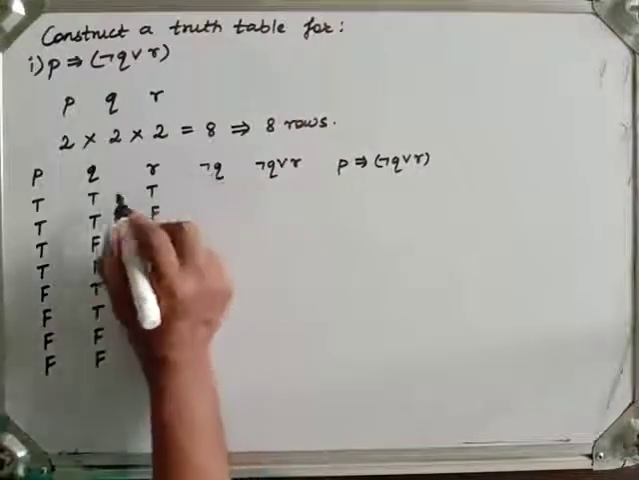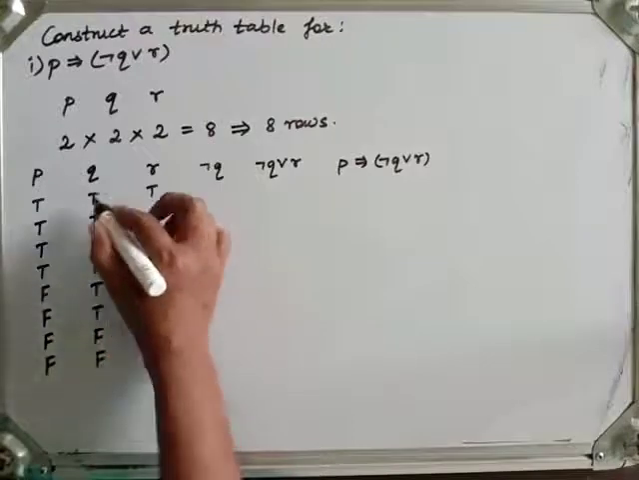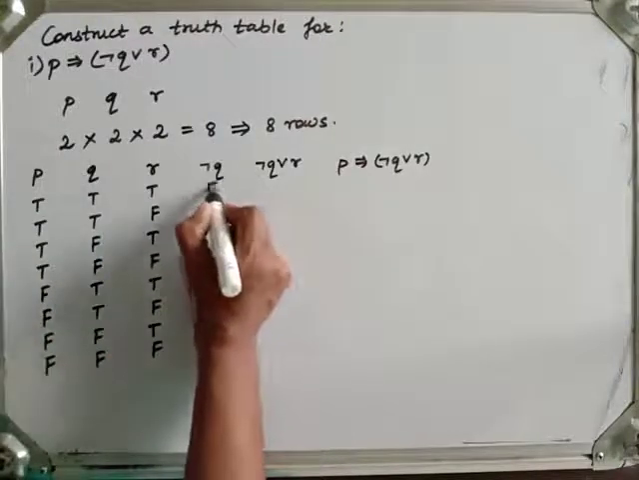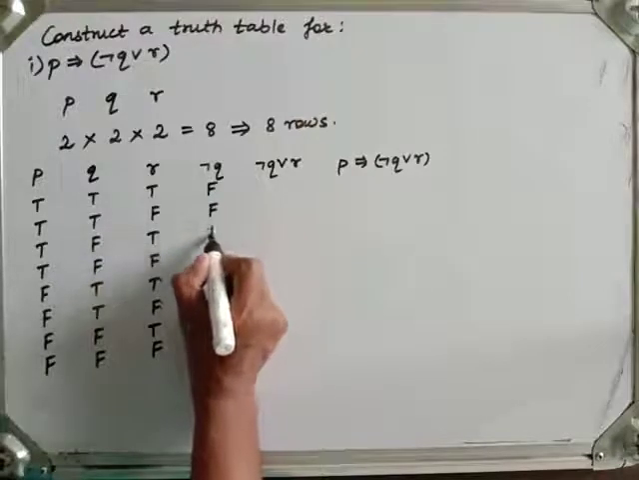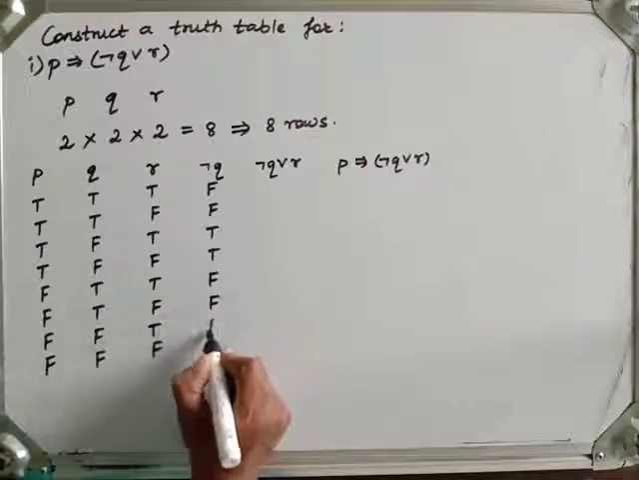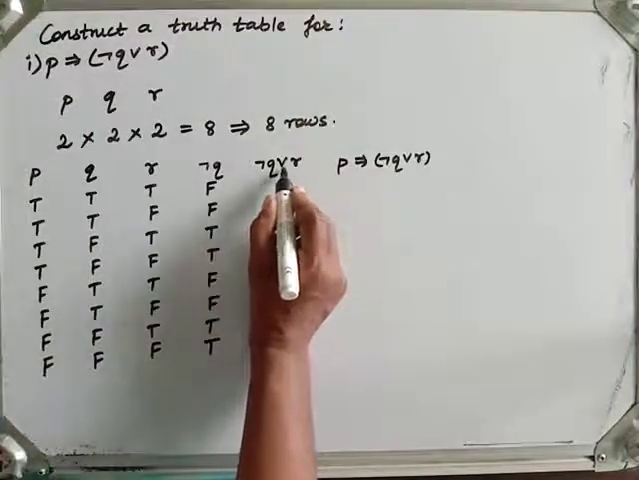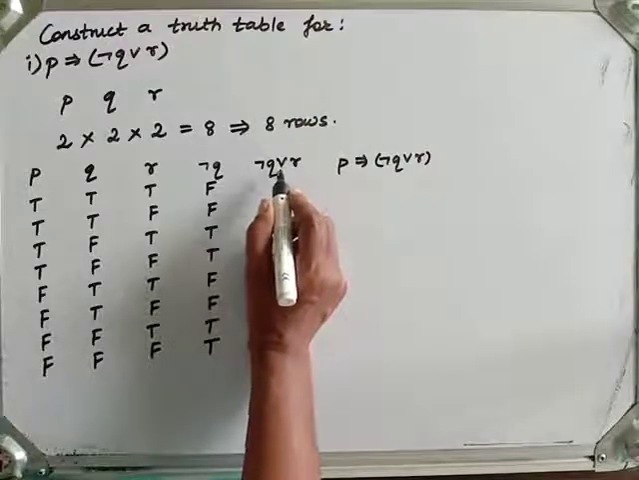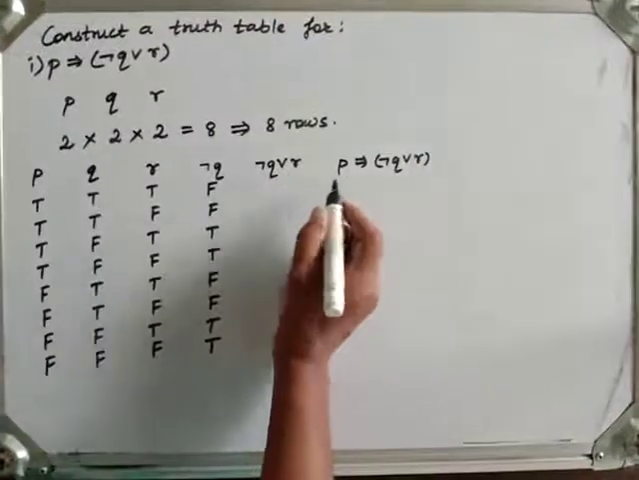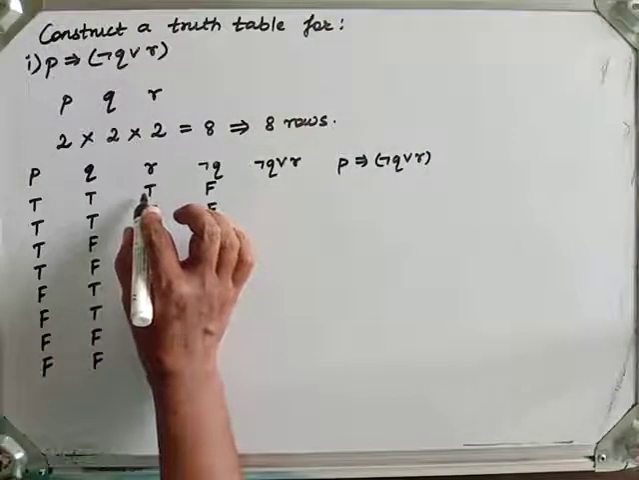Now negation Q. Negation Q means wherever Q is true, it will become false, and false will become true. So here I get false, false, true, true, false, false, true, true. Now negation Q or R. Disjunction: or is true when one of them is true. If both are false, then it is false.